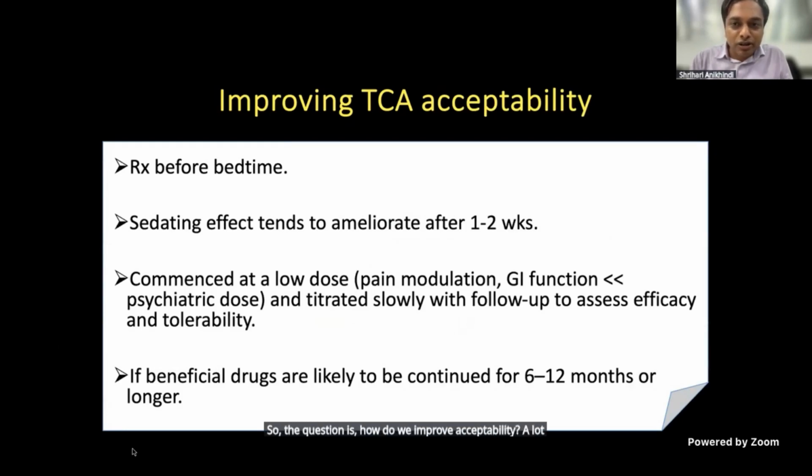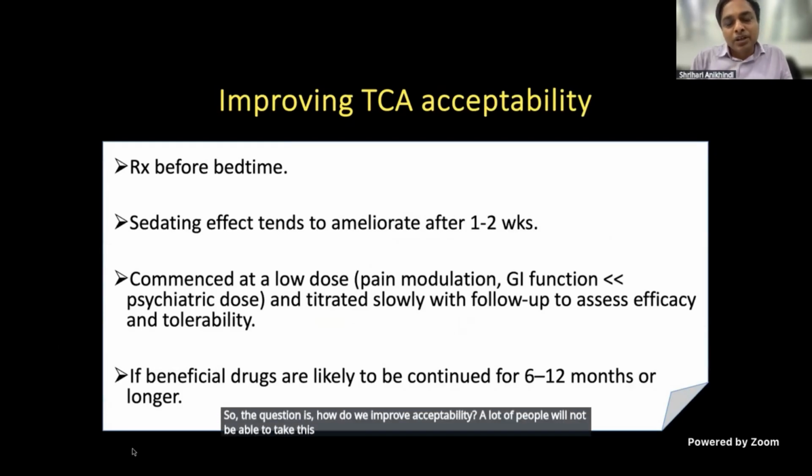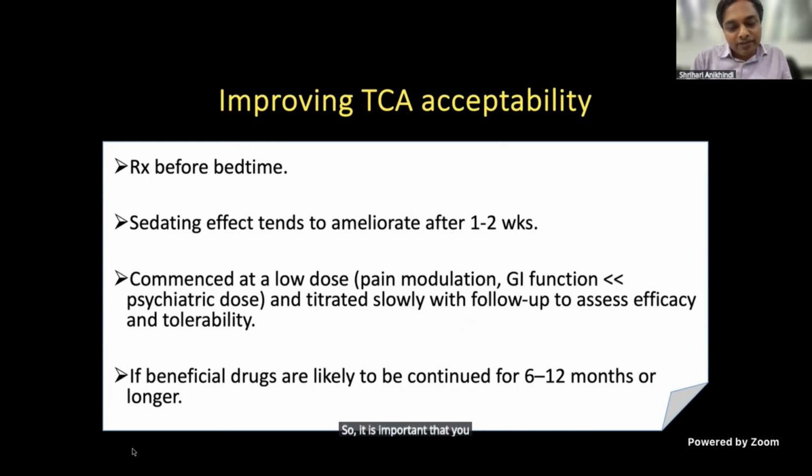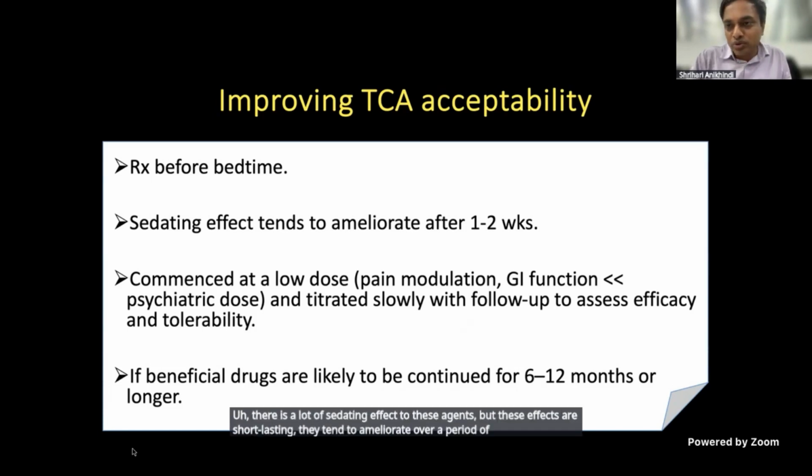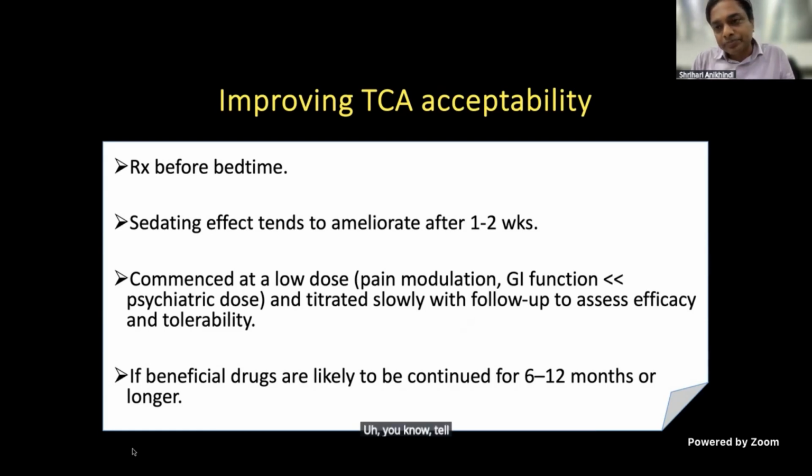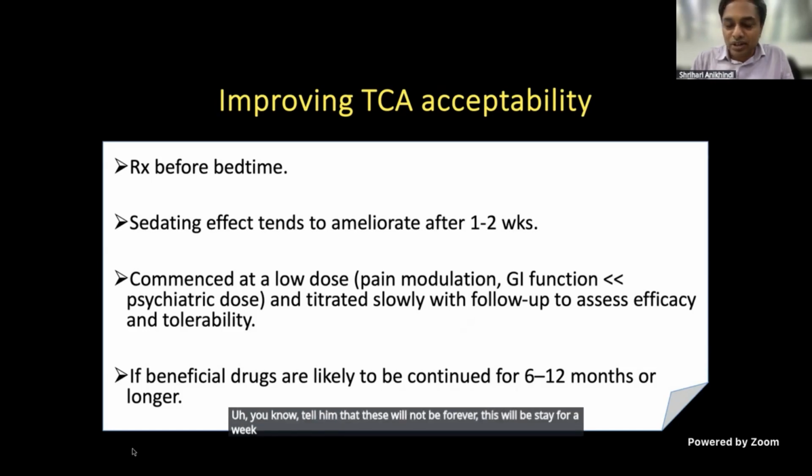A lot of people will not be able to take this very often. So it is important that you give these agents before bedtime. There is a lot of sedating effect to these agents, but these effects are short lasting. They tend to ameliorate over a period of 1 to 2 weeks. So you can tell the patient that this will not be forever. It will stay for a week or two, and then it will go away.